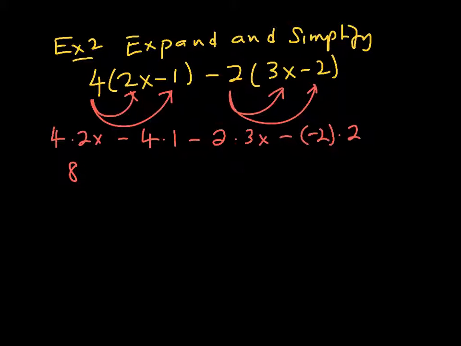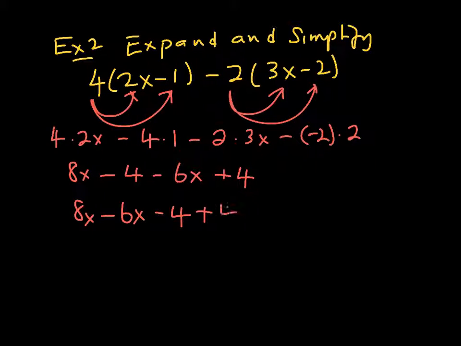That is 8x. 4 times 1, that is 4. What is 2 times 3x? That is 6x, minus 6x. What is negative 2 times 2? That's negative 4. Negative 4 times negative, that gives us positive 4. Okay, so now we can collect like terms. So this is 8x minus 6x minus 4 plus 4. Okay, minus 4 plus 4 will cancel out and become 0. 8x minus 6x will leave us with 2x.